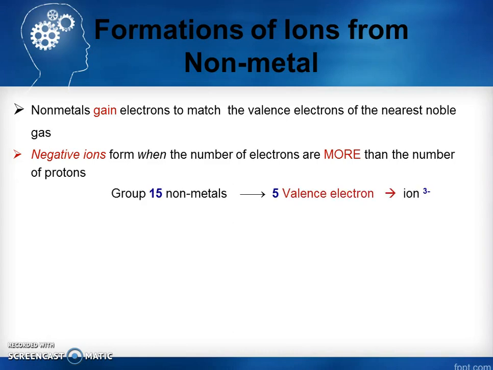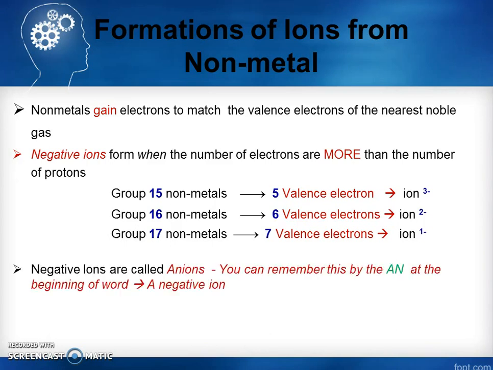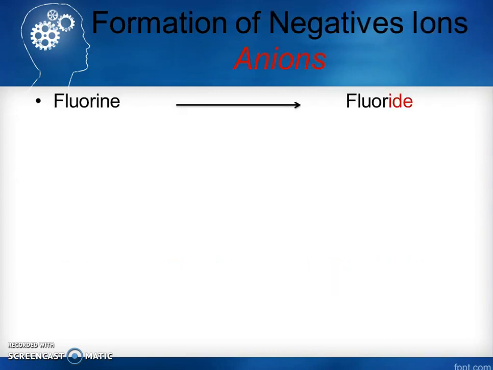Group 15 has 5 valence electrons. They want to pick up 3 electrons, which makes them negative by 3. Group 16, 6 valence electrons. They want to pick up 2 electrons, hence making them 2-. Group 17, 7 valence electrons, therefore pick up 1 more negative, giving them -1. Negative ions are called anions, and you can remember this by the "an" at the beginning of the word, a negative ion.